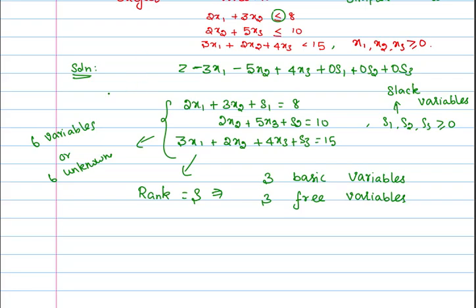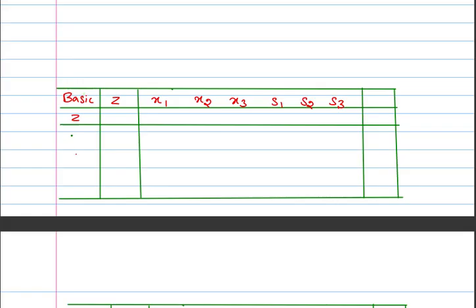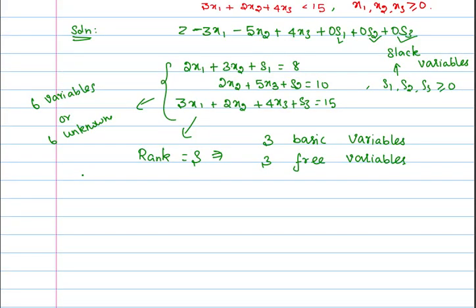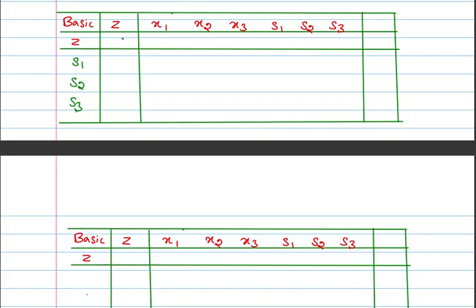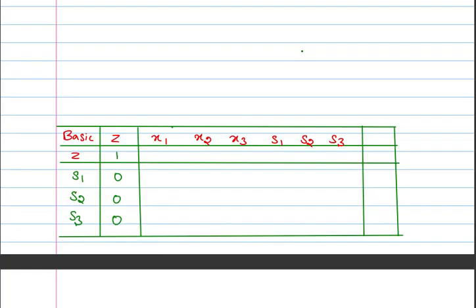The simplex method says to take as the initial assumption that the basic variables are s1, s2, s3 only. So you make a table with s1, s2, s3, these 3 basic variables. Next is the column of the objective function: the z coefficient is 1, and the s1, s2, s3 coefficients are 0 in the objective function.